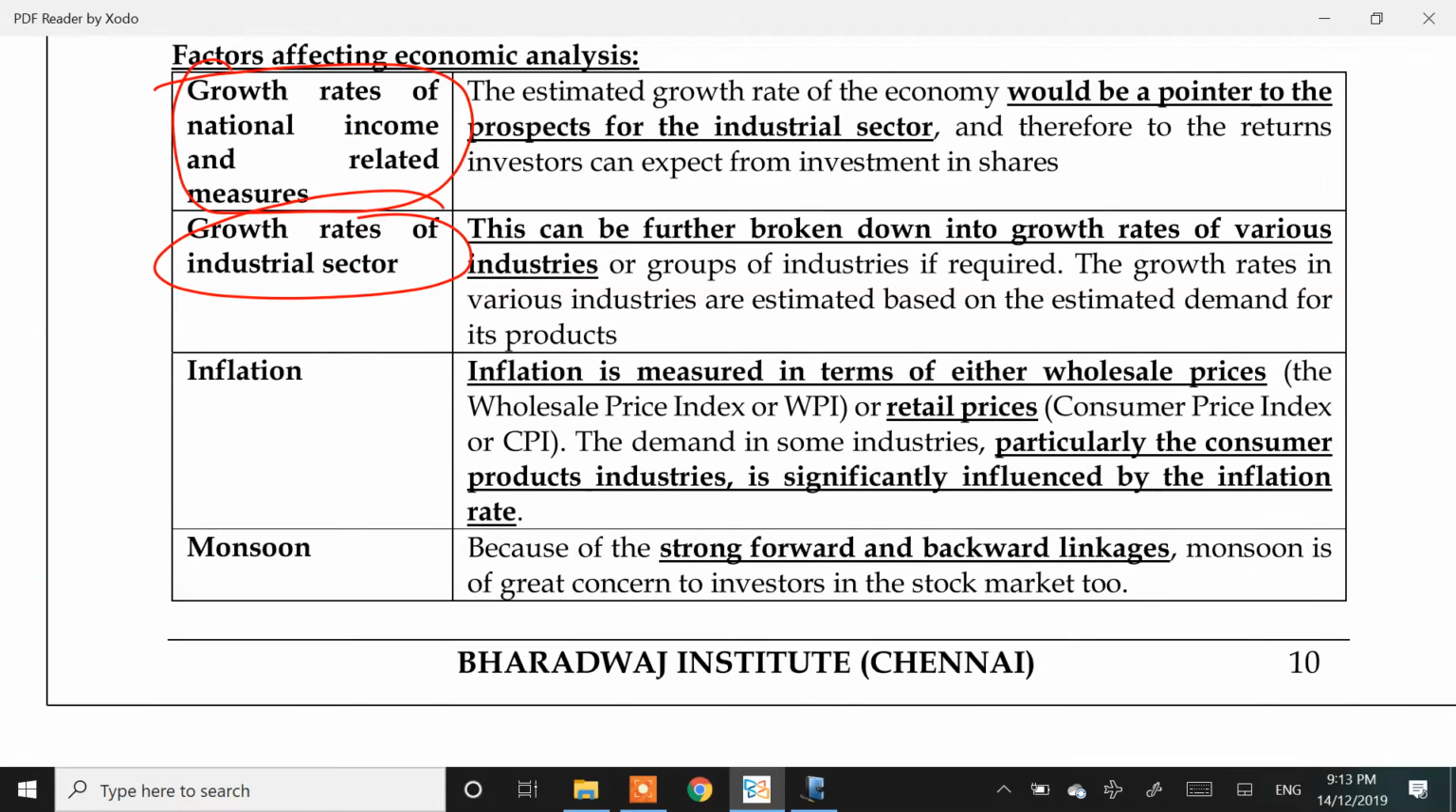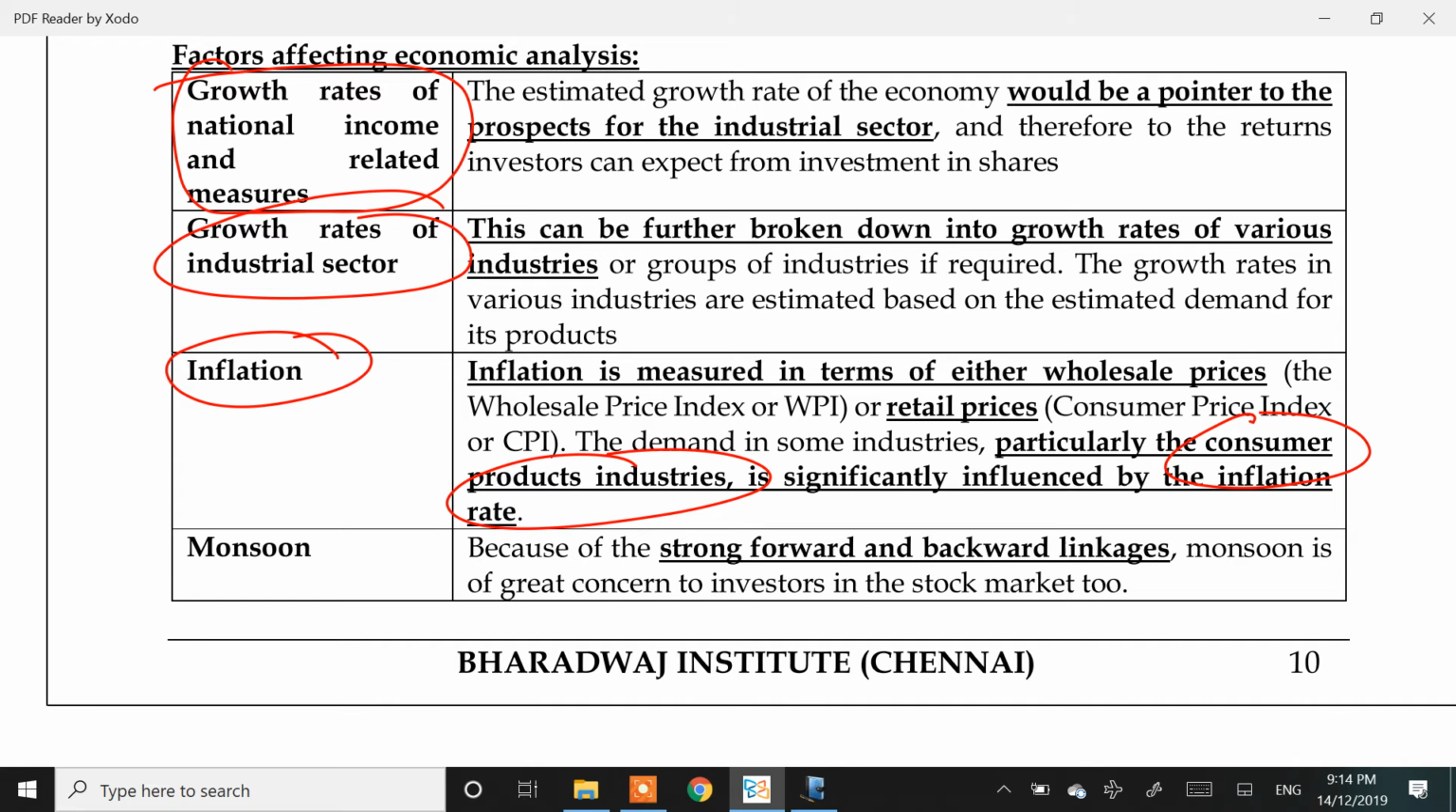Inflation also plays a big part, because if there is continuous high inflation, in industries like consumer product oriented industries, people may defer their purchases, or people will not be in a position to buy, because the value of money has been continuously coming down, and now they need to end up spending more. So in that scenario, you will again have an impact.